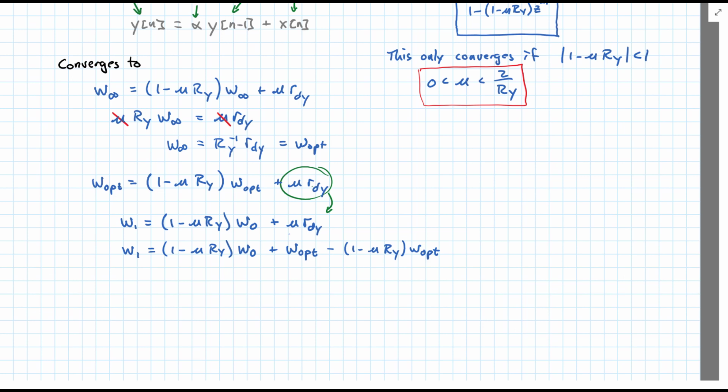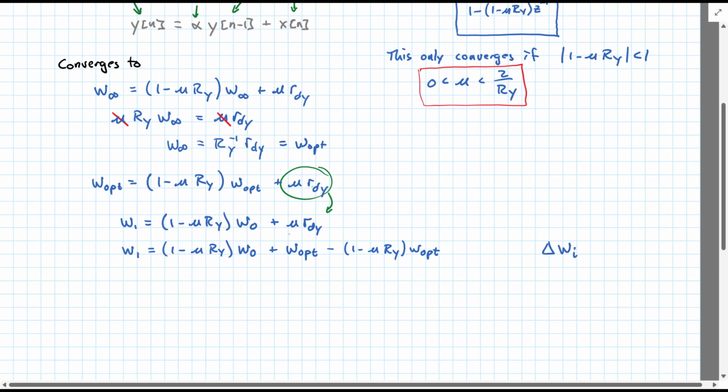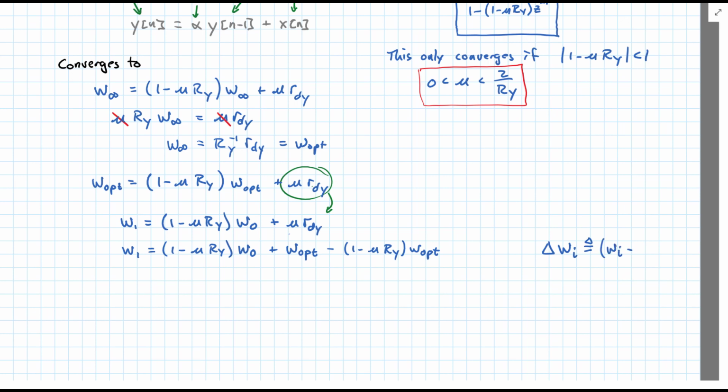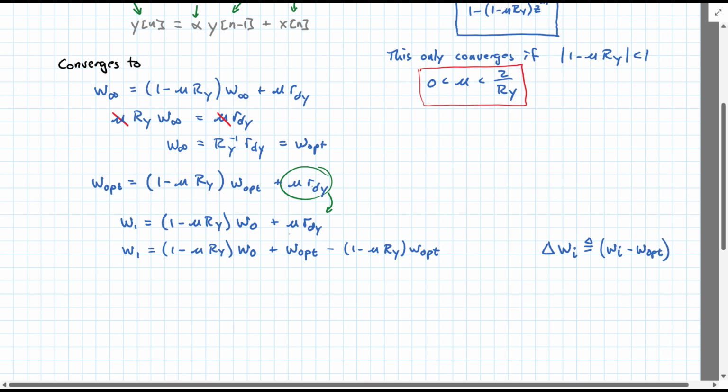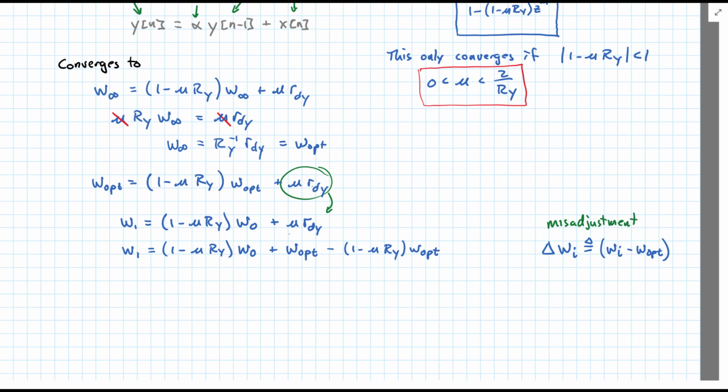Now we can gather terms, and we get, actually before we do, let's define delta Wi as Wi minus W opt. So this is our misadjustment at time i. Using that new definition and combining terms gives us that the misadjustment at time 1 is equal to 1 minus mu Ry times the misadjustment at time 0.